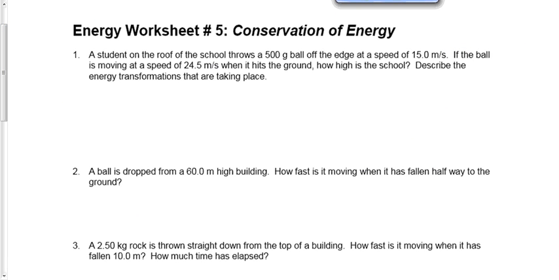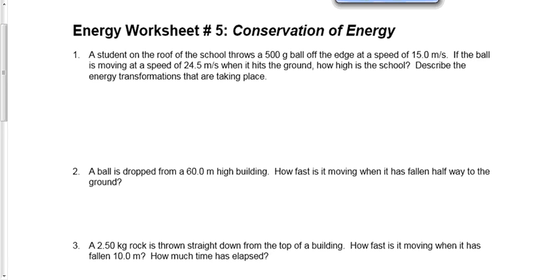We've had a chance to work on these for a few minutes now. I want to take a look at question number 2 and make sure we're on the right track. Number 2 says a ball is dropped from a height of 60 meters, a 60-meter high building, and it's going to fall to the ground, right? But we're not looking for how fast it's moving when it hits the ground. Rather, we're looking for how fast it's moving halfway down, 30 meters before it strikes the ground.